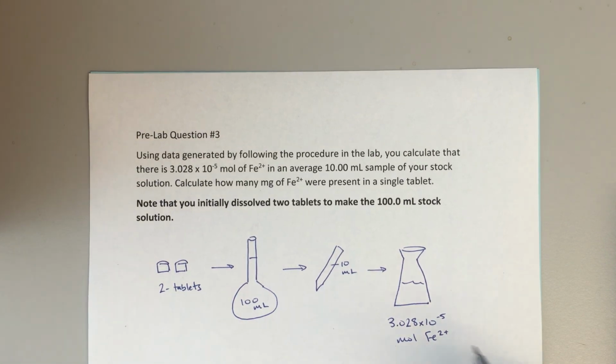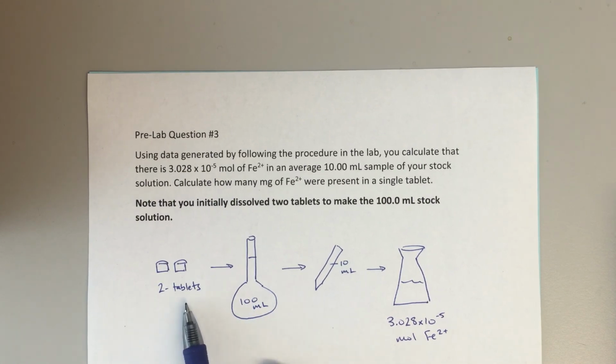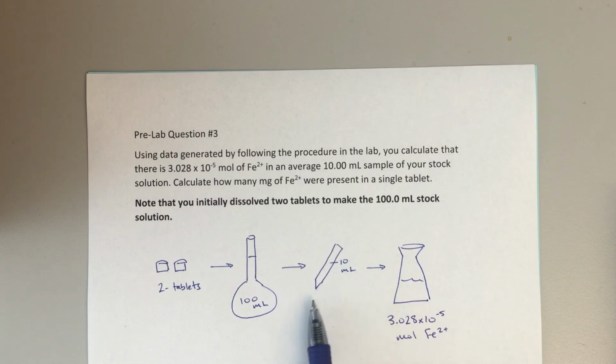So the cartoon that I've drawn here, I've got my 2 tablets. Note that you initially dissolve 2 tablets to make the 100 milliliter stock solution. So I've got 2 tablets going into my 100 milliliter stock. From that 100 milliliter stock, we took a 10 milliliter aliquot and put that into our Erlenmeyer flask, and that's what we titrated. So in this question, we're starting with 3.028 times 10 to the minus 5th moles of iron 2+.